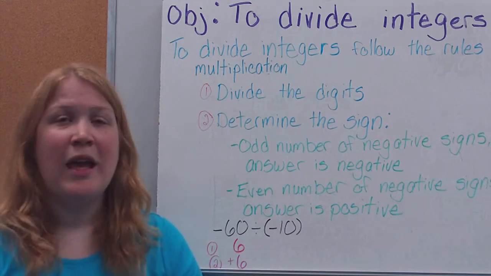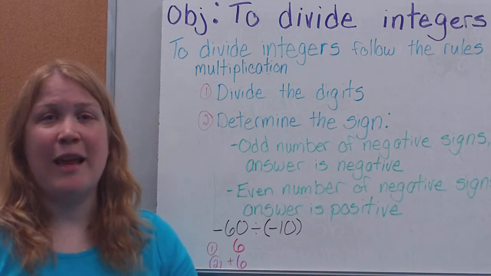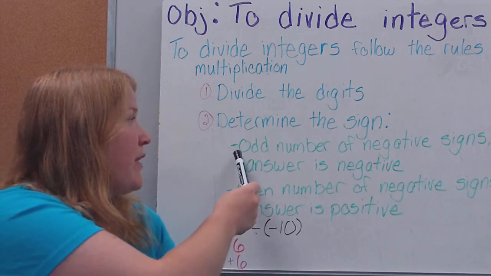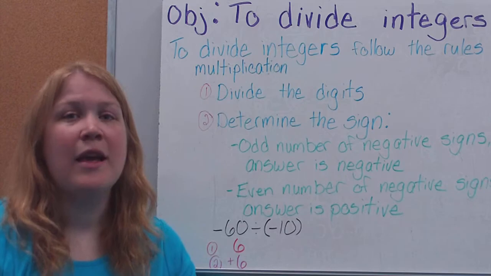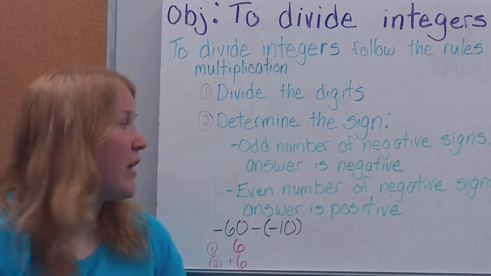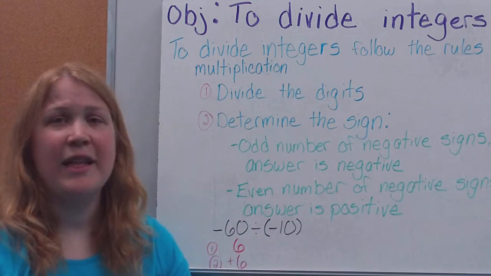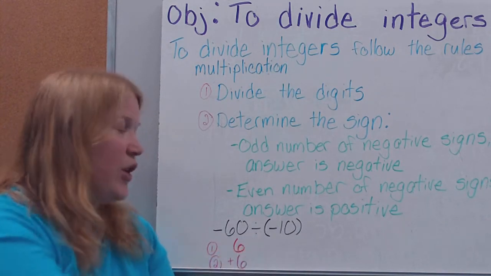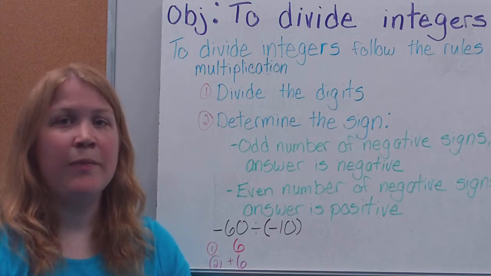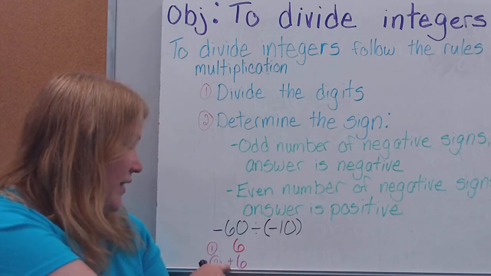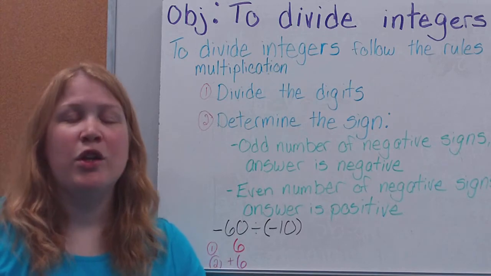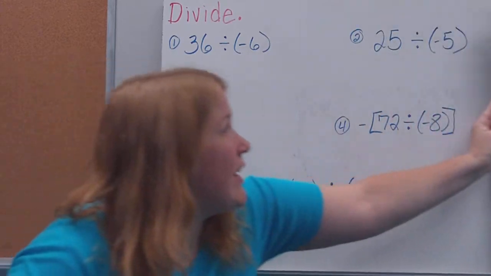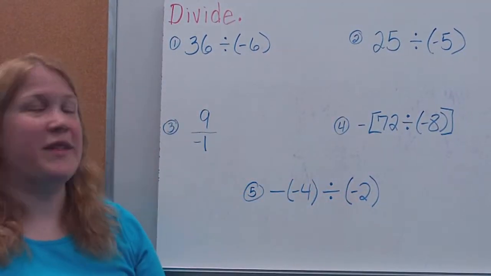Then if you look at step 2, we now need to determine what the sign of our answer should be. And what you'll notice is the rules here are the exact same as our multiplication ones. Count up the number of signs that you have. If I have an odd number of negative signs, my answer will be negative. If I have an even number of negative signs, then my answer will become positive. So if you look, I have 1, 2, which means it's an even number. So I'm going to have a positive 6. I wrote the positive there, but again, remember, you don't need the positive. It's always implied.